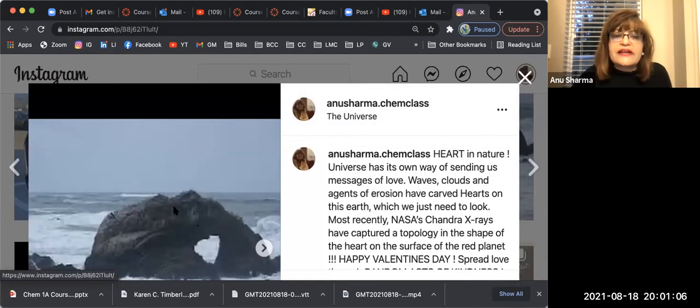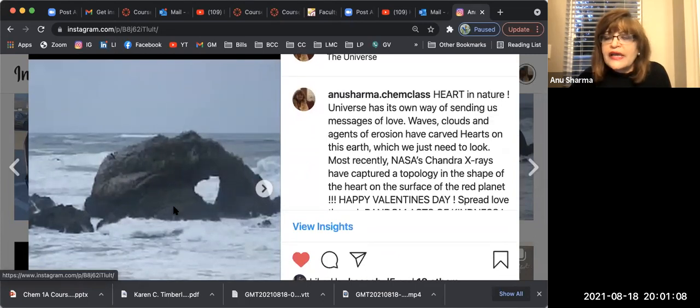Okay, this is also a part of chemistry, and this is amazing. This is actually the Land's End in San Francisco area. Oh God, it's just so unbelievable. Look at this. These are the rocks, right? And these are the waves. And look at that. The way these waves are dashing into these rocks, right in the middle of the ocean, they carved out a heart.